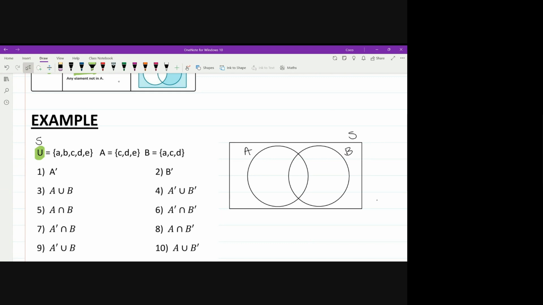Right. Now, first thing I'm going to do is look for the intersection. I'm going to look at what's in both A and B, because that's what goes in the middle. So I can see C, C, D, and D. So in the very middle here, I need to have C and D. In set A, I need to have E, and in set B, I need to have A. And the only thing that's missing from our universal set U is B. B is missing, so B must go in the rectangle. Thumbs up. Does yours look like mine?